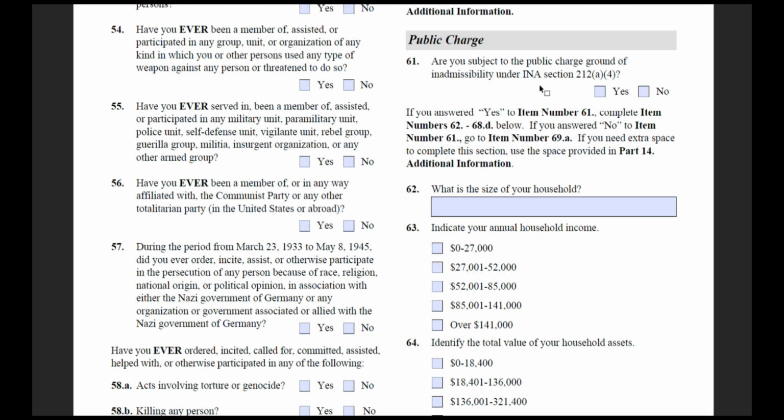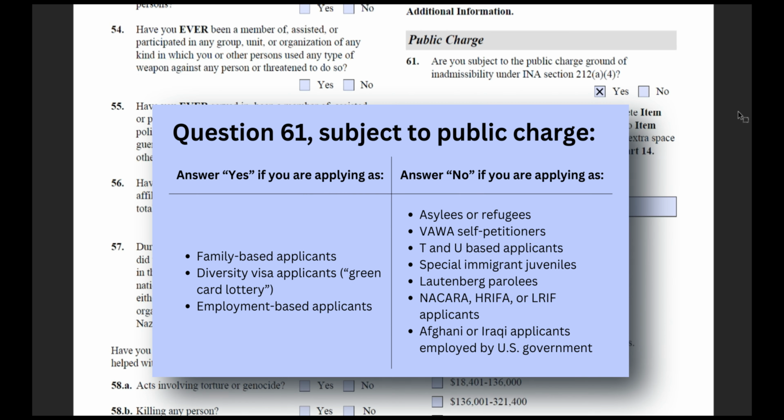If you are applying for adjustment of status based on a family petition, you are in fact subject to the public charge rule. So you have to answer yes in this question. On the screen, you will see a summary table that I have made to make it easier to understand who is and is not subject to public charge. This table is not exclusive and includes only the most common types of applicants for adjustment of status.